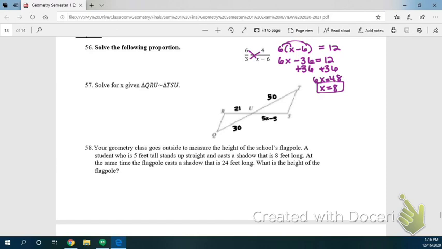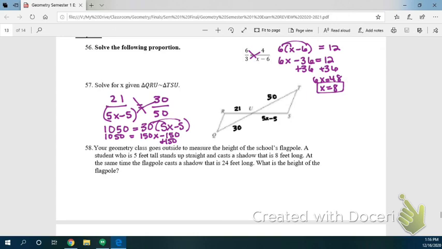Now, when you go to solve this, you need to make sure you're setting up your proportions. So you'll have 21 over... There's a few ways you could do this. You could do 21 over 5x minus 5 equals 30 over 50. When you cross multiply, make sure you use your parentheses. 21 times 50 is 1,050. When you do 30 parentheses 5x minus 5, you'll have to distribute that, which gives you 150x minus 150.